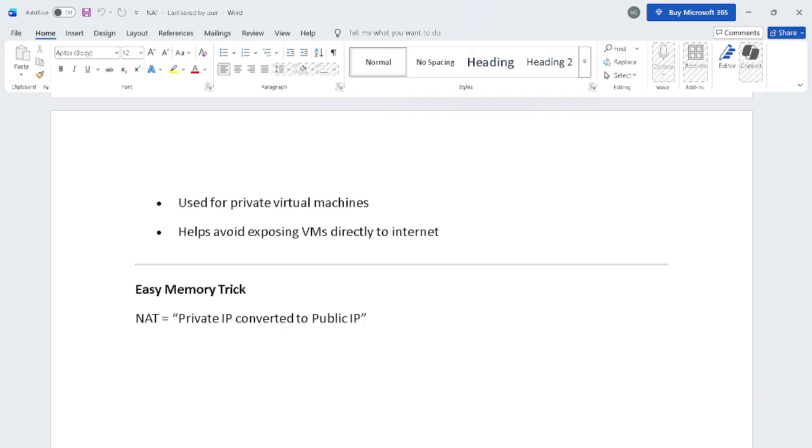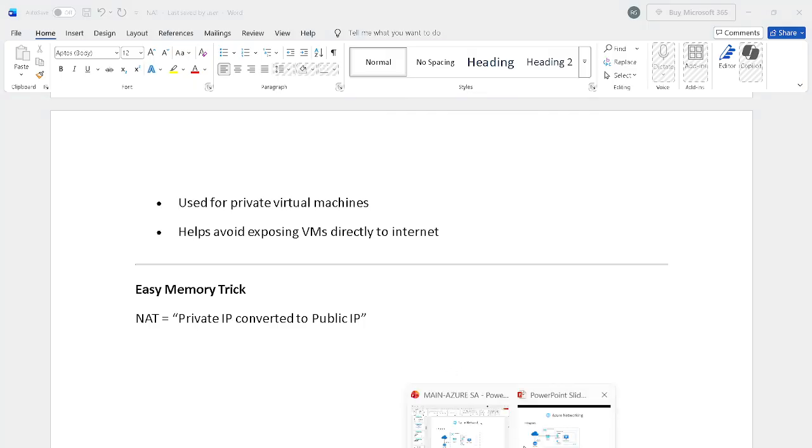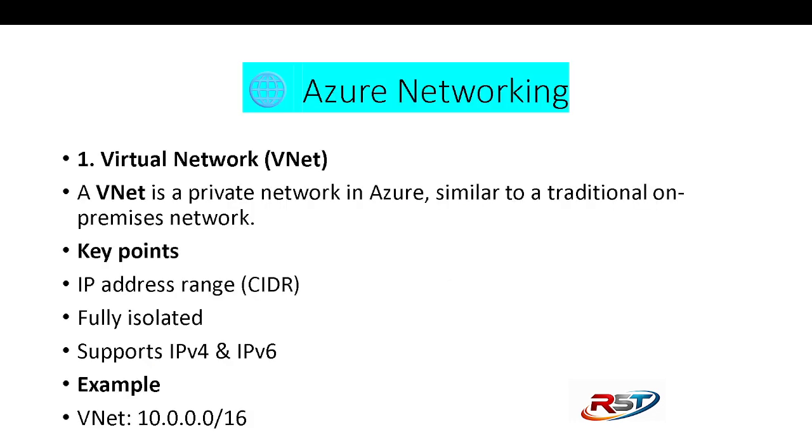So we no need to assign multiple public IPs in this case. So NAT is like that. That is all about NAT.